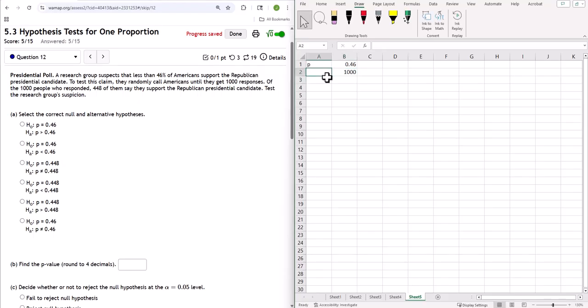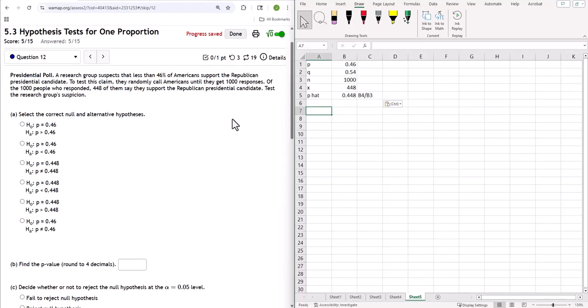Oops. Probably want to do Q here. I've been doing that, so might as well. And then N is 1,000. Of those who responded, 448 of them said they support the Republican president, so we'll call those successes in terms of this. This is 448. And notice here we have a little bit of work to do to find our p-hat. So this is this guy divided by this guy. And that's how we found our p-hat, taking the number of successes, dividing by the number of trials.